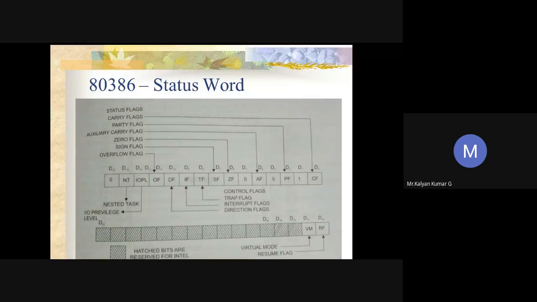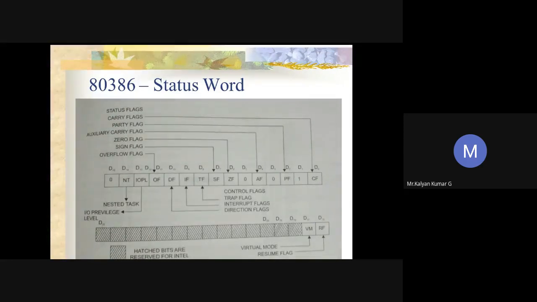So what about this RF? What is it? It is just mentioned as the resume flag. So what is the resume flag? It is the first bit in the extended flag register. So 0 to 15 is the normal flag register, and from 16 to 31 is the extended version. So the resume flag is the first bit in this extended EFLAGS register.